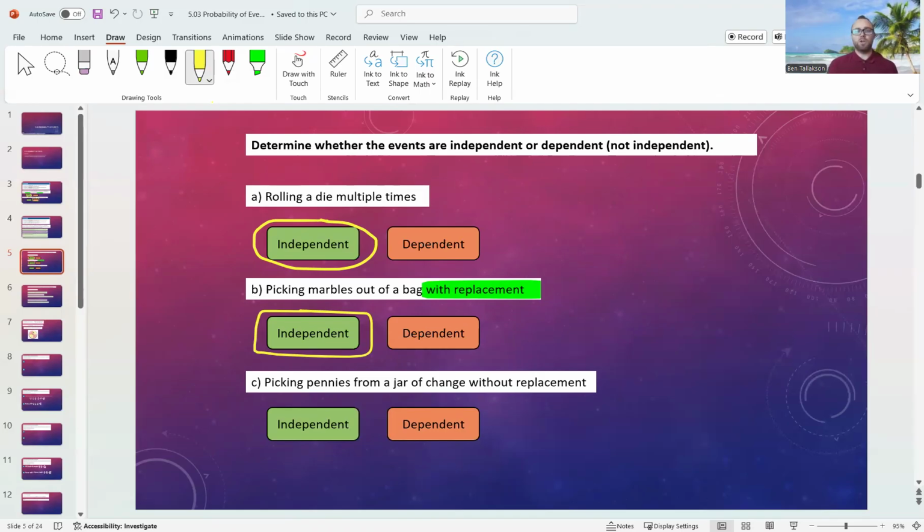Picking pennies from a jar of change without replacement. Anytime you see the words without replacement, that means dependent. The probability is changing, right? Because you're taking that penny out, you're not putting it back. So no matter if you want to pick a quarter, penny, a dime, a nickel next, the chances of picking one of those has changed. For example, if you picked a penny out, the probability of picking another penny is now less, right? And the probability of picking a different coin is now more.